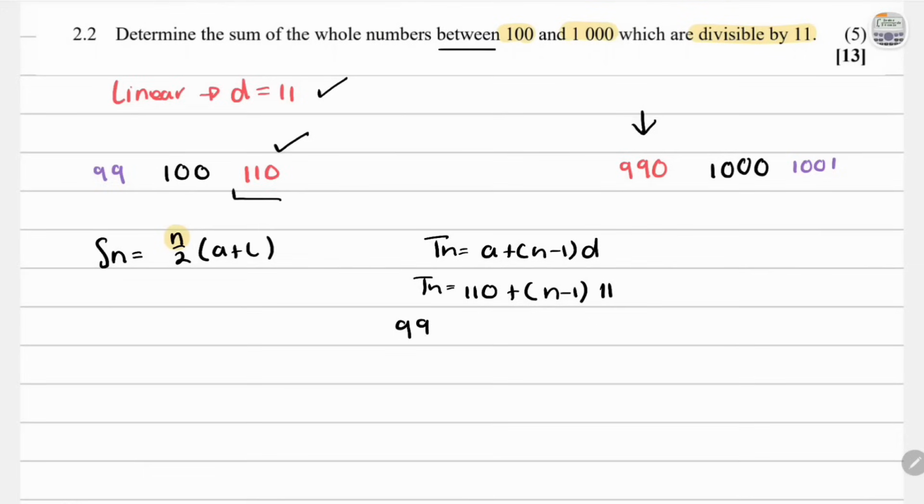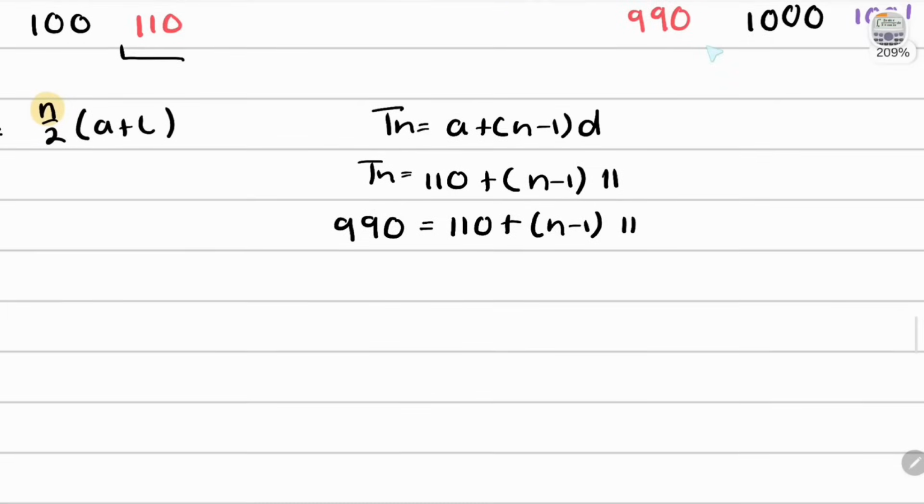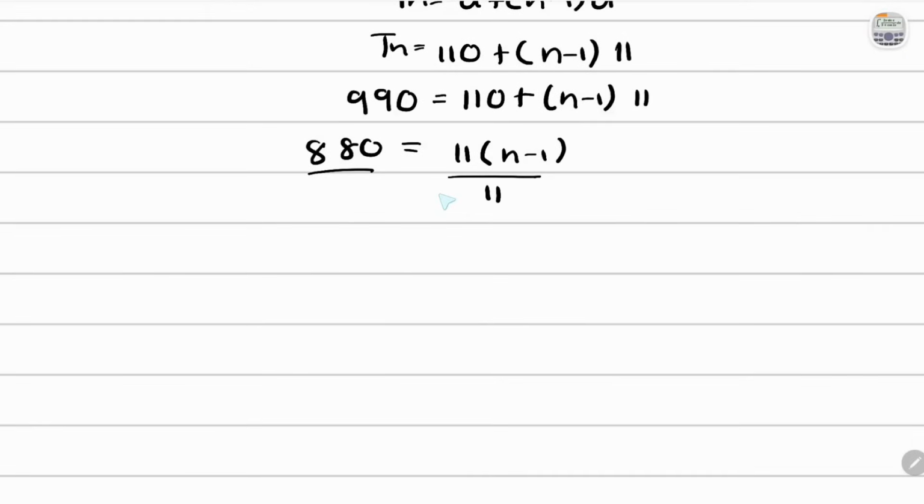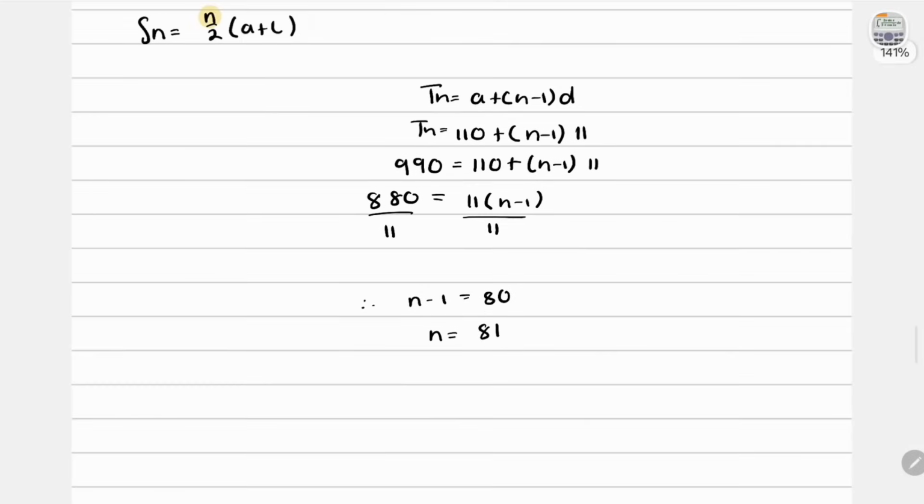Okay, so that is 990 is equal to 110 plus n minus 1 times 11. And then we can just find it. If you transpose the 110, that's going to be 880 is equal to 11 times n minus 1. If we divide both sides by 11, then n minus 1 is equal to 880 divided by 11, which is 80. And then if we transpose the negative 1, n is equal to 80 plus 1, which is 81. And there we go, we're able to find that.